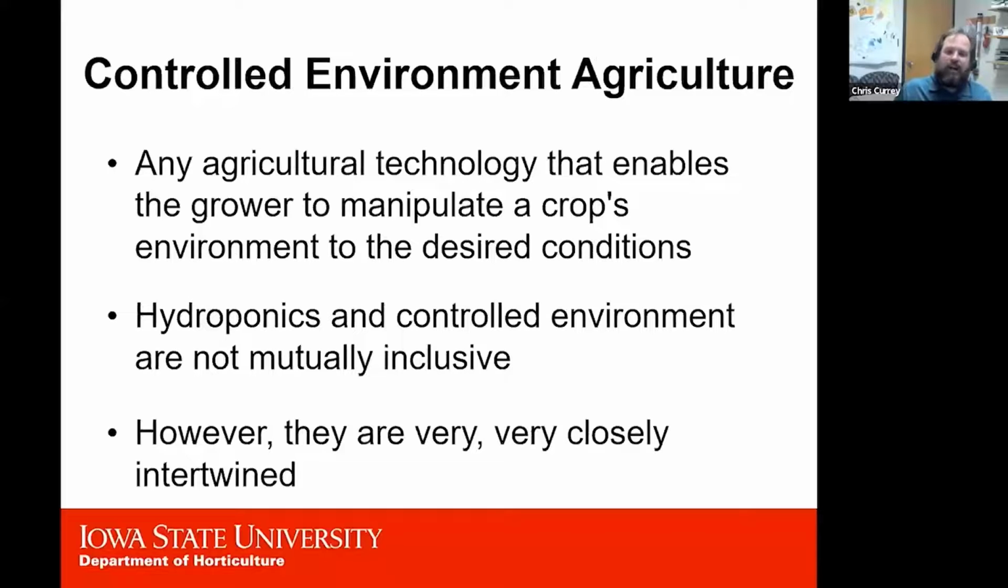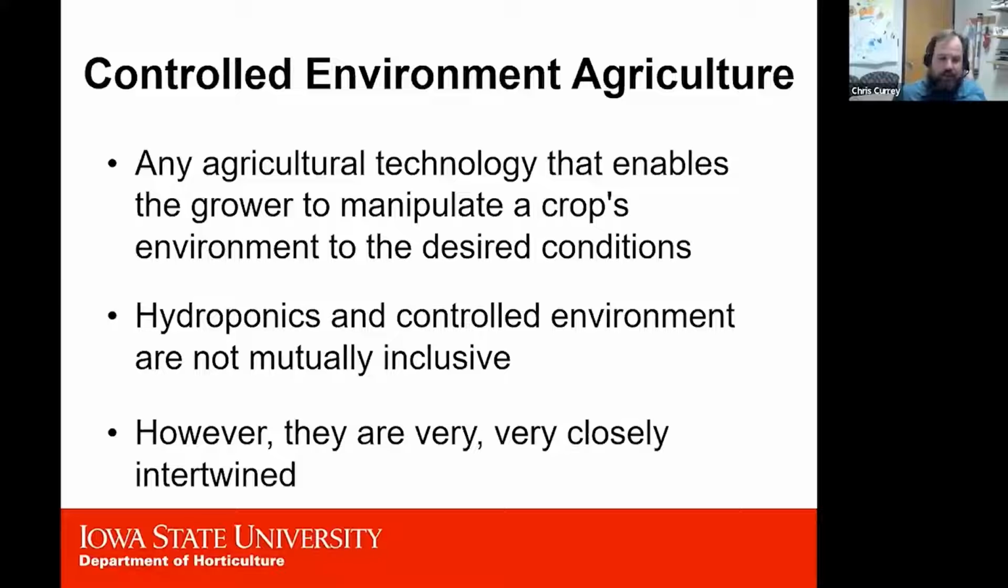Now, we can't talk about hydroponics without talking about controlled environment agriculture. You hear CEA all over the news these days. And really, controlled environment agriculture is any agricultural technology that enables growers to manipulate a crop's environment. And this is usually done to try and get those desired conditions that will optimize or maximize the production of our floricultural crops. Now, hydroponics and controlled environments are not mutually inclusive.